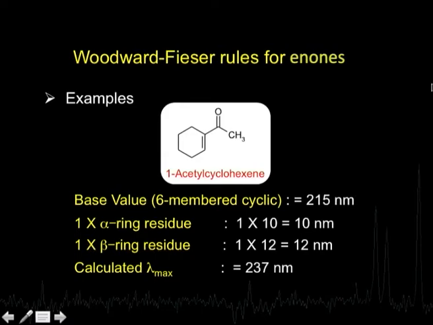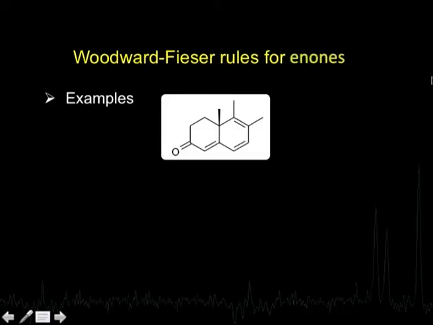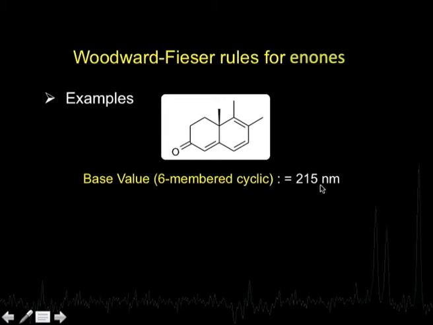Okay, let's move further. Take yet another example here. This is a slightly more involved system. So how do we go about it? In this case, this is my basic chromophore, this is the one, and this is the ene. So this is my enone, and this enone happens to be part of a 6-membered ring. So the base value is 215 nanometers, no problems at all.